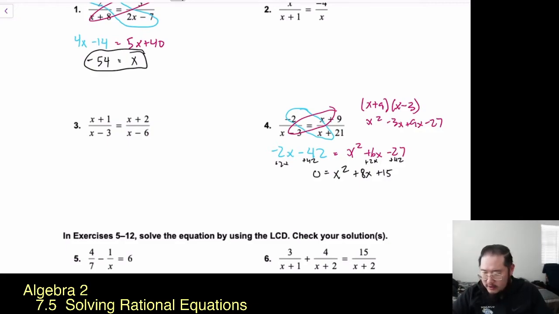For the most part, factoring is usually the best and most of the time works. So factors of 15 that add up to 8. We got x plus 5 and x plus 3. And so when we set those equal to 0, x is equal to -5 and -3.